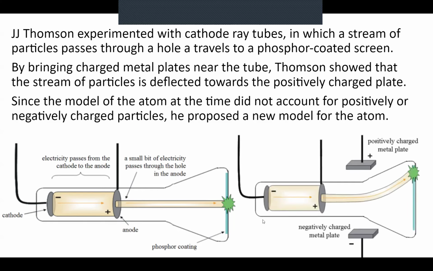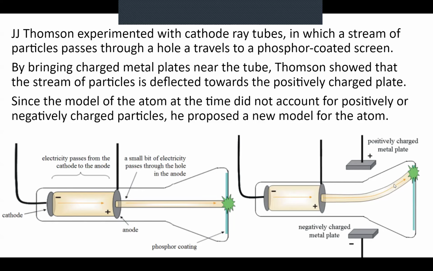He says, I think that there's a particle smaller than the atom, and I think that because it's attracted to the positively charged metal plate, that subatomic particle must have had the opposite charge. It must be negative because opposite charges attract. That led him to propose a new model of the atom.